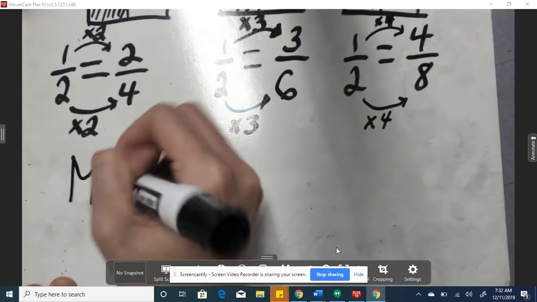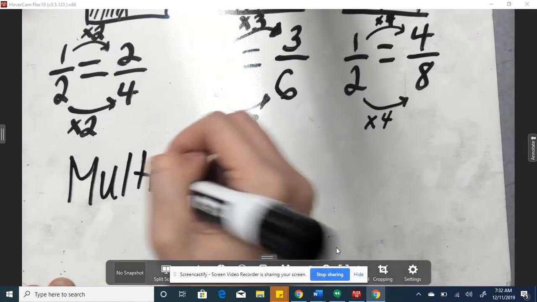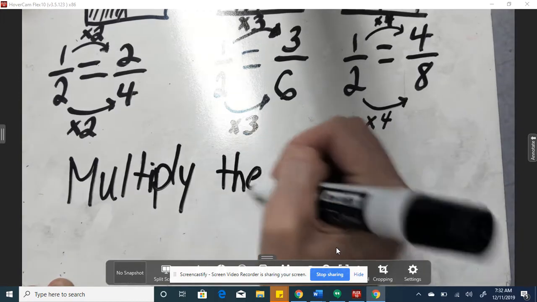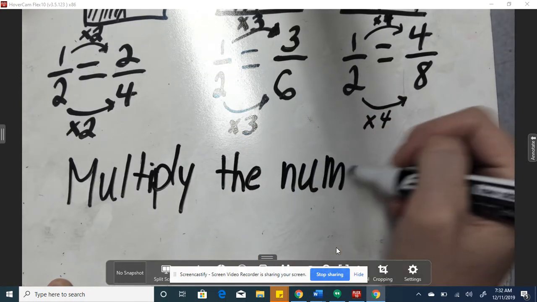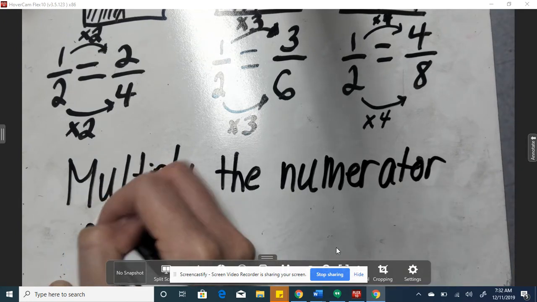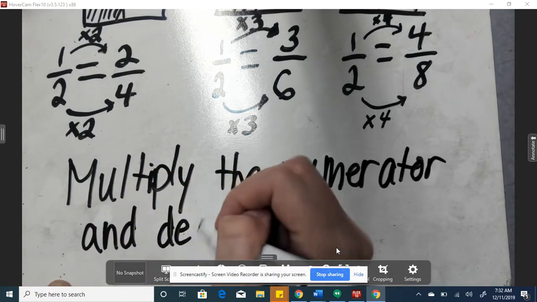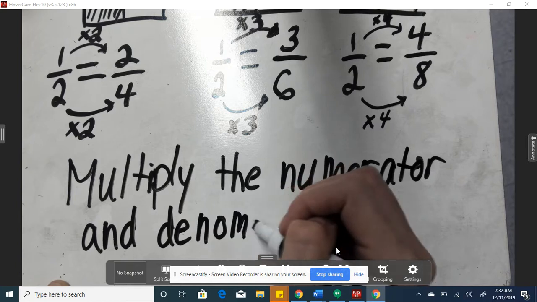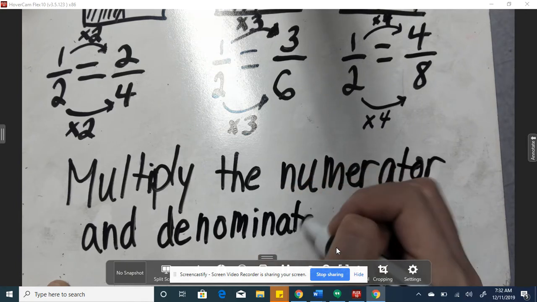So the pattern is multiply the numerator and denominator by the same number.